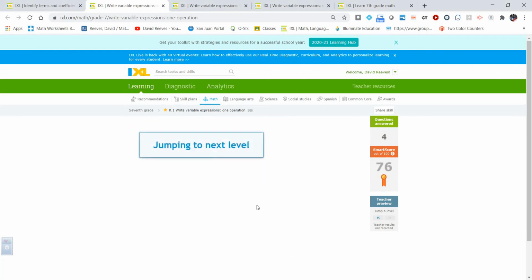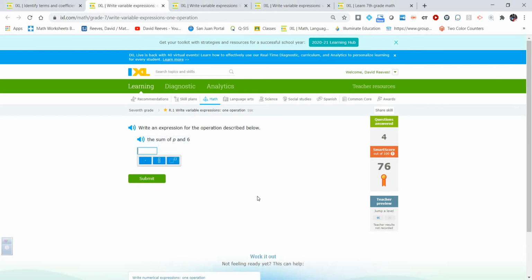All right, let's go ahead and jump up and see what we have. The sum of p and 6 again. Sum is one of those words you should know. Sum, quotient, difference, product. For our four main operations, sum means to add. P plus 6. All right. R minus 4. Well, gee, I wonder what that is. How about R minus 4?